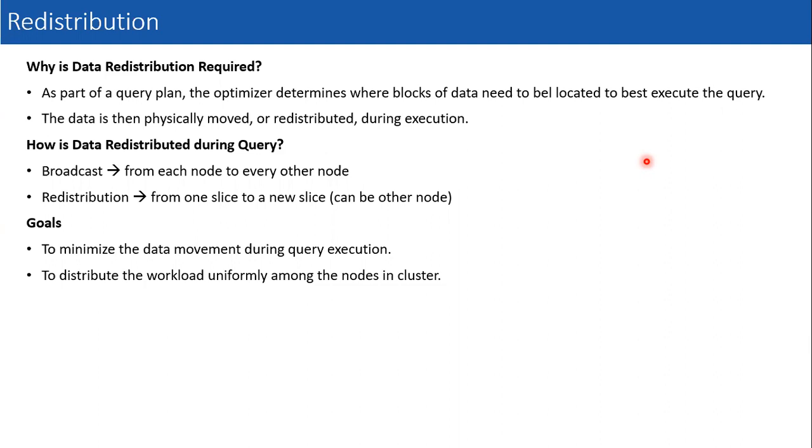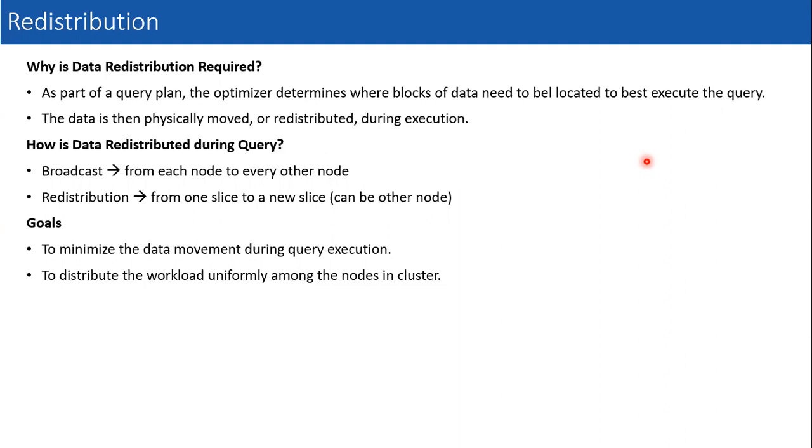So redistribution can happen in 2 ways. The first is a broadcast. A broadcast is nothing but sitting here and broadcasting to every other node. Say I'm node 1, I will have some data with me, and I will pass on my data to every other compute node. I will be broadcasting my messages to all other compute nodes. That is one style of doing things.